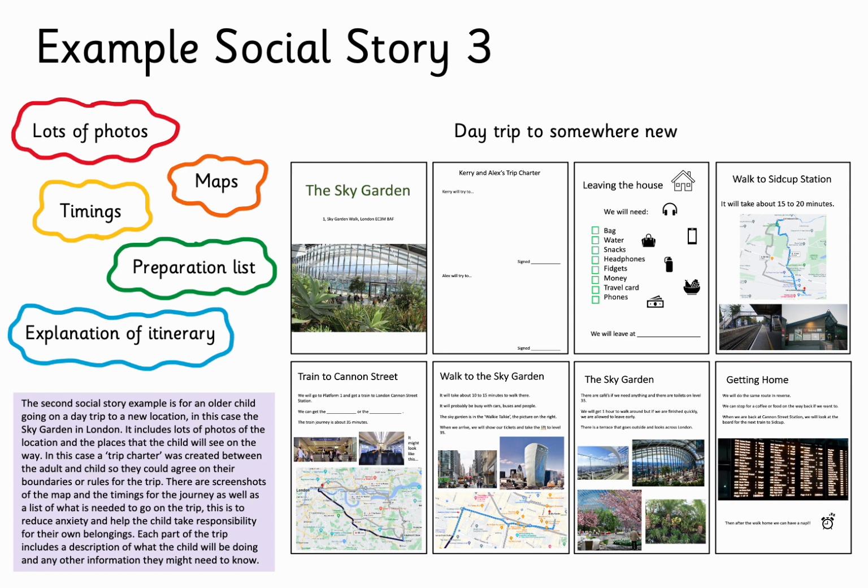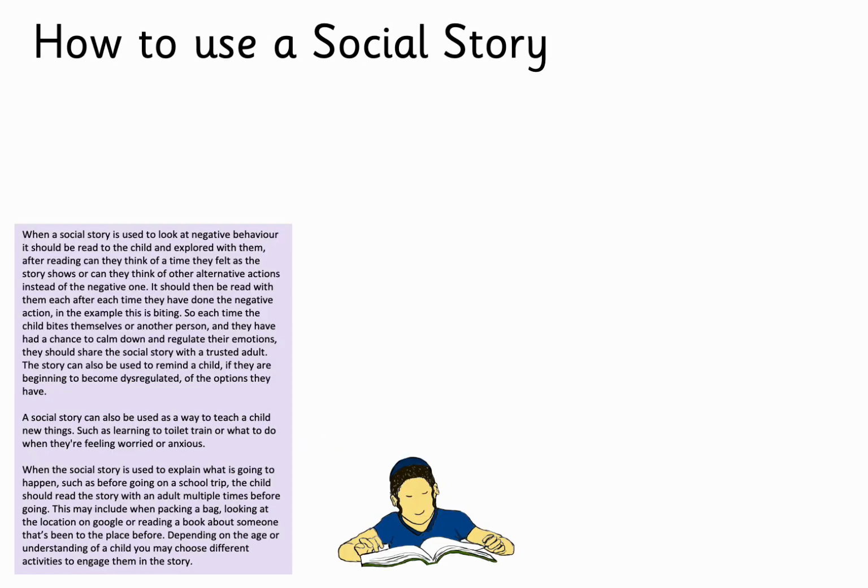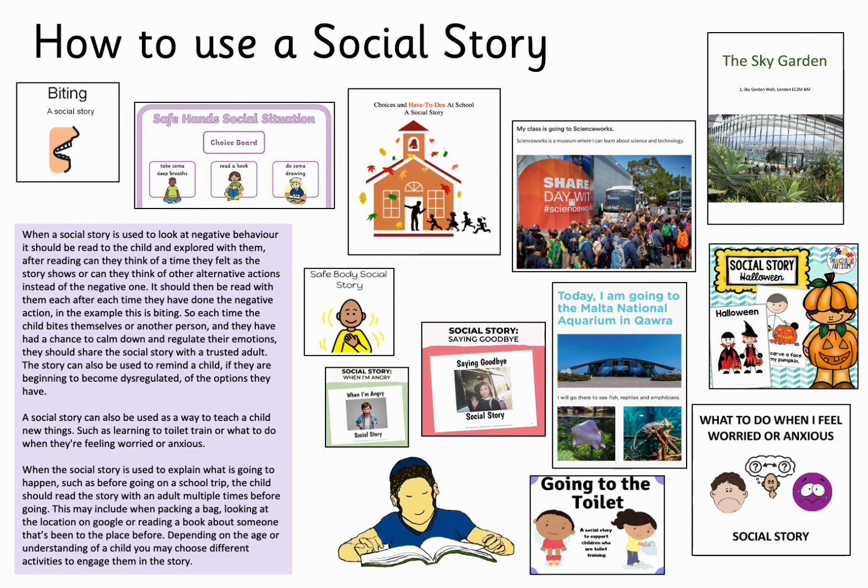When a social story is used to look at negative behaviour, it should be read to the child and explored with them. After reading, they can think of a time they felt as the story showed, or they can think of an alternative action instead of the negative one. It should then be read with them each time after they have done that negative action. In the example, this is biting.